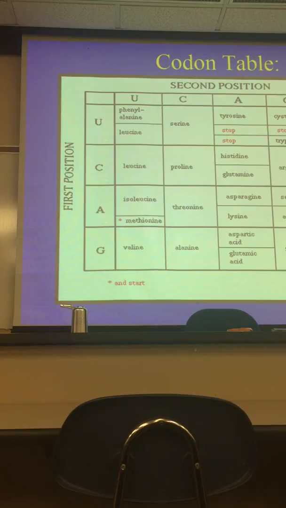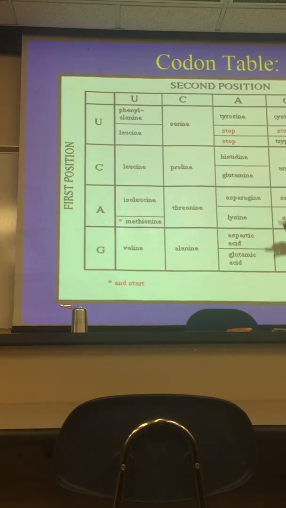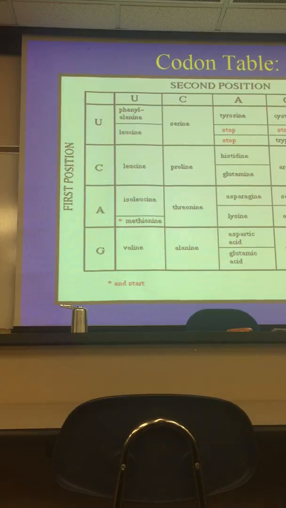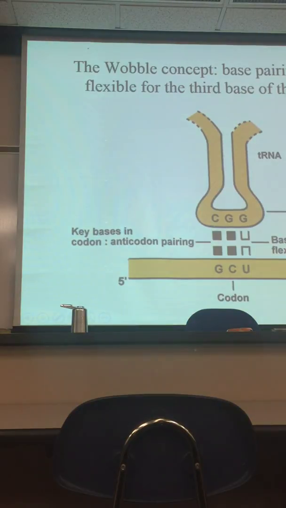Arginine, same thing. Okay? You could have a C or an A for the first position. The second position has to be a G, but you could have pretty much anything in the third position and still get arginine. All right, so that's kind of the wobble concept right here.